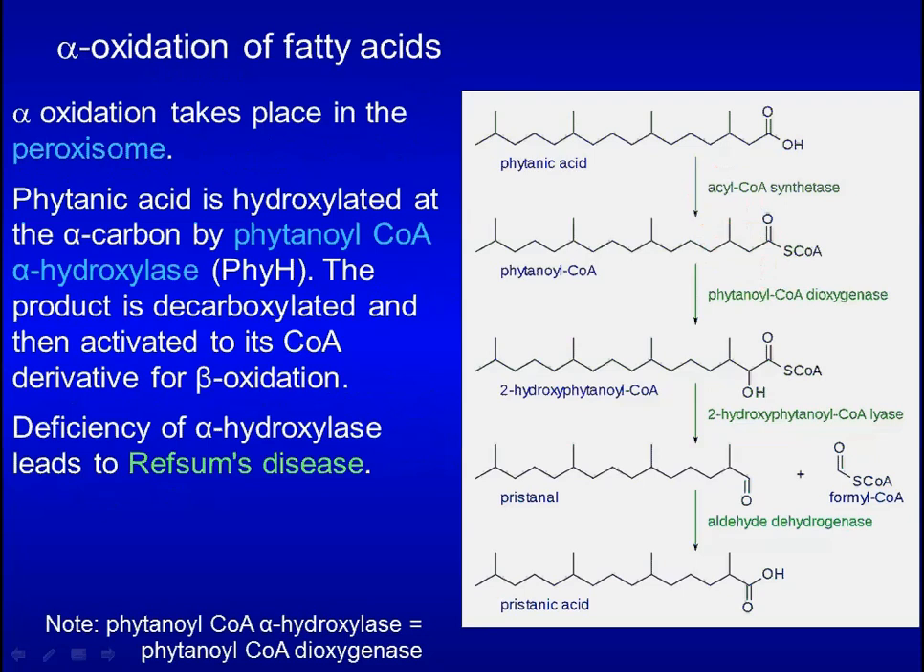This enzyme adds a hydroxyl group to the alpha carbon. Then a lyase cleaves the terminal carboxyl group together with coenzyme A. The products can now be attached to CoA and go through beta oxidation.